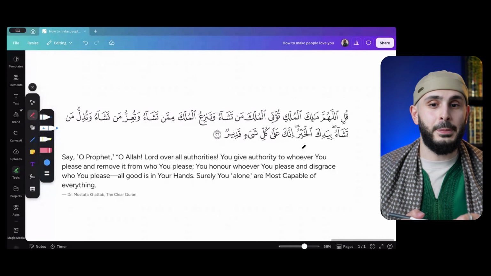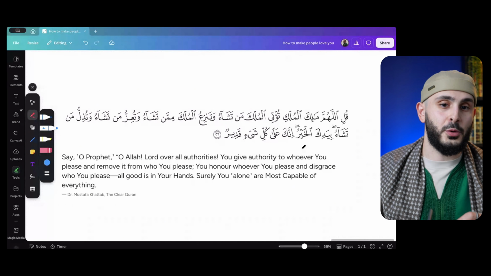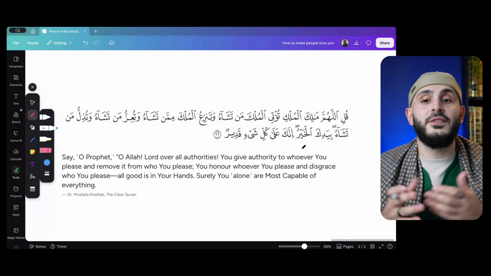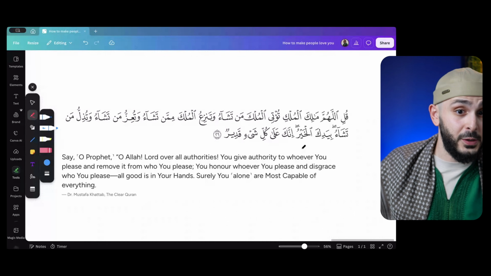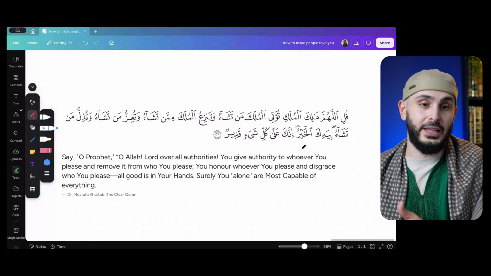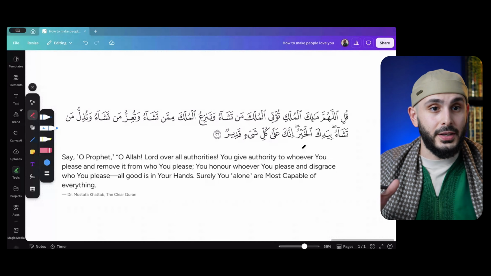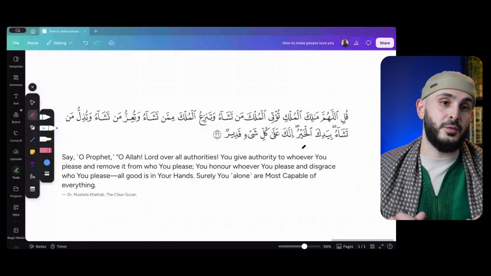Say, O Prophet, tell the people that Allah is the Lord over all authorities. He gives authority to whoever He wills, and He removes authority from whoever He wills. And He honors whoever He wills, and He disgraces whoever He wills. Meaning, total honor, total disgrace can only come from Allah subhanahu wa ta'ala.